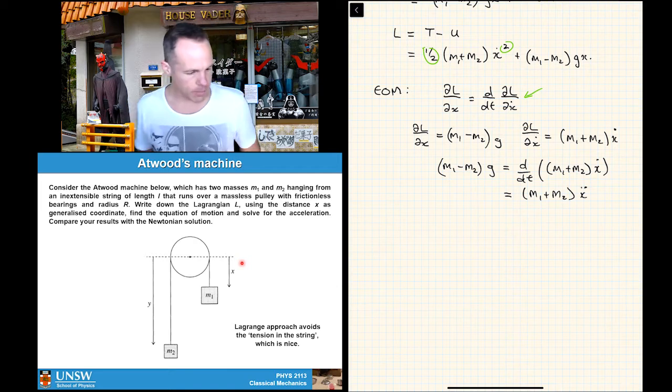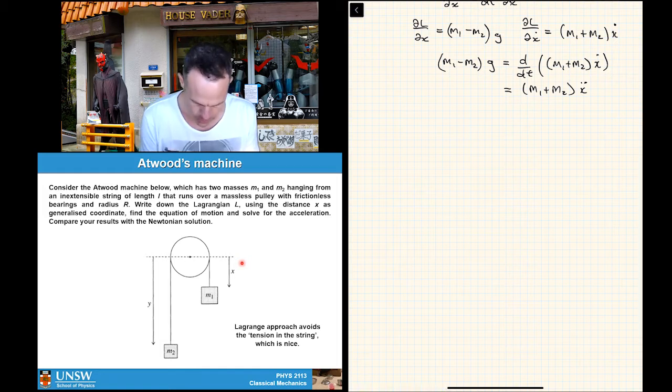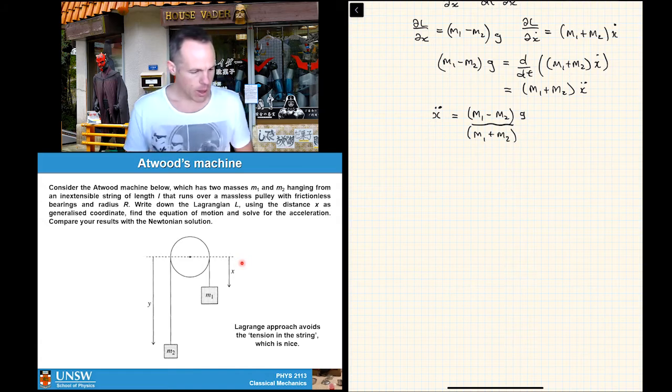And then we just got to clean this up to a final term, right? We can see the solution is very, very close and easy to get to here. So it's x double dot is equal to m1 minus m2 g on m1 plus m2, like so, okay? And if you do this via Newton's approach, you'll get exactly the same answer. Some of you will recognize this from first year.